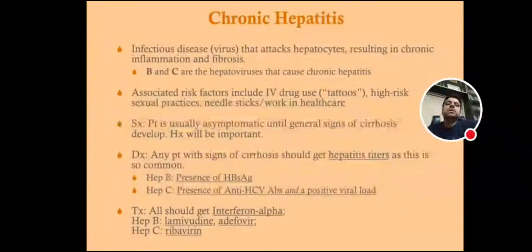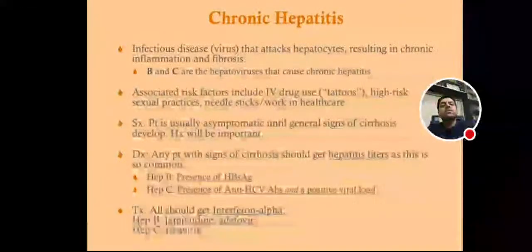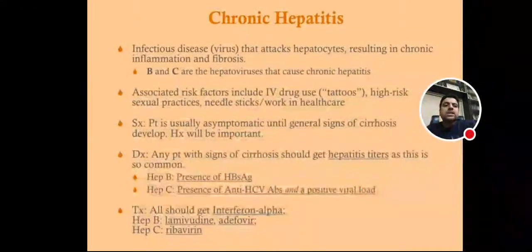Patient is usually asymptomatic. With chronic hepatitis B or C, the patient is usually asymptomatic, with no symptoms in chronic cases, but in acute cases some symptoms are there. So general signs of cirrhosis develop. History will be important. You have to ask the patient's history. Maybe he had a history of tattoos, IV drug abuse, or needle-stick injury, or he's a healthcare worker, or high risk sexual practices, or multiple partners. Any patient with signs of cirrhosis should get hepatitis titers. If you find any patient with liver cirrhosis, go with hepatitis titers.